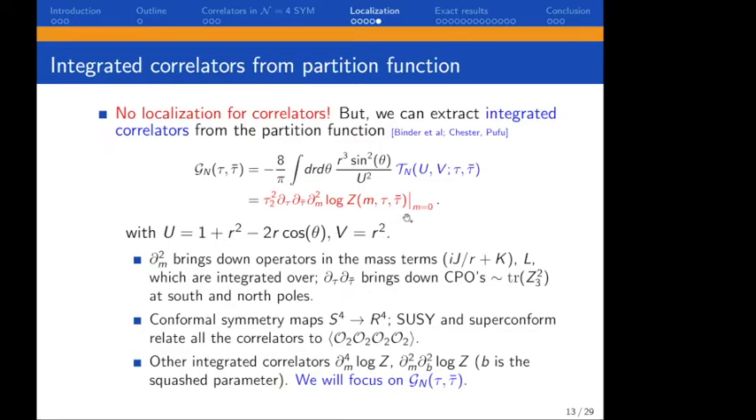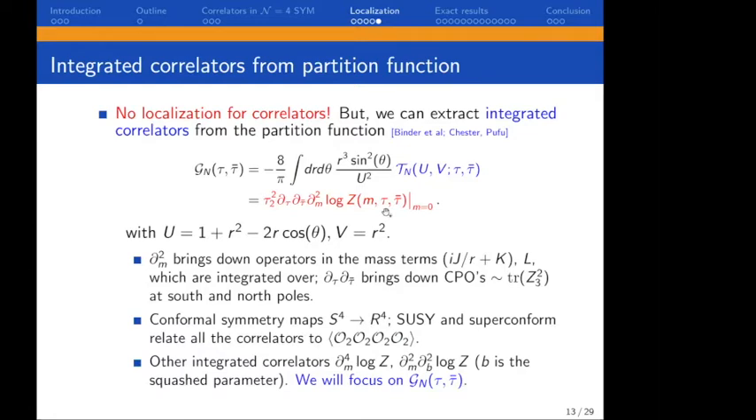So in summary, take the original 4-point correlator, you integrate it over this particular measure. That's related to taking the derivative with respect to the, say, Pestun or Nekrasov partition function.